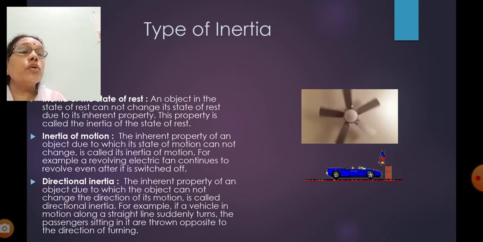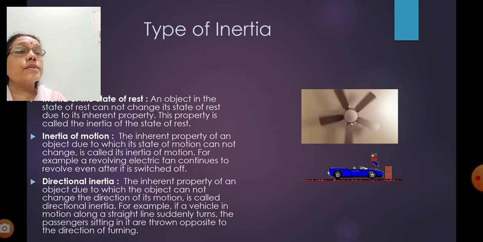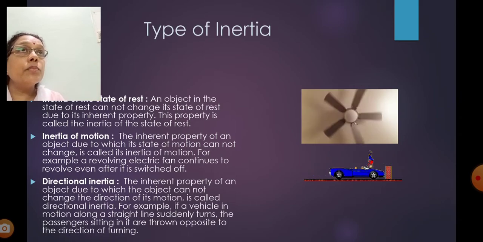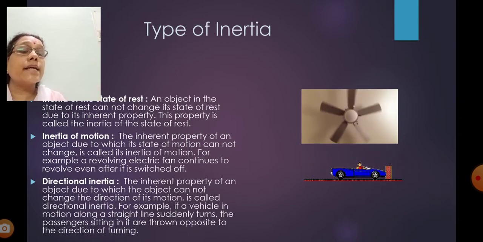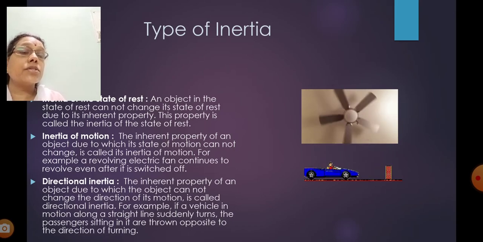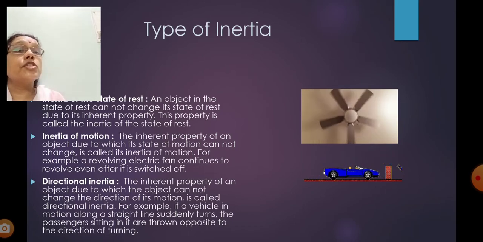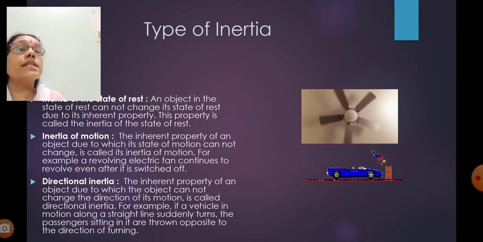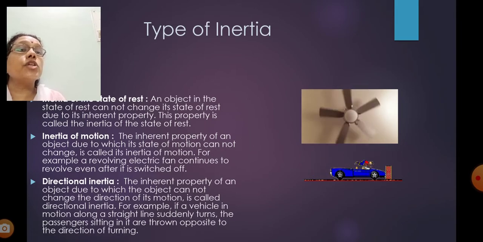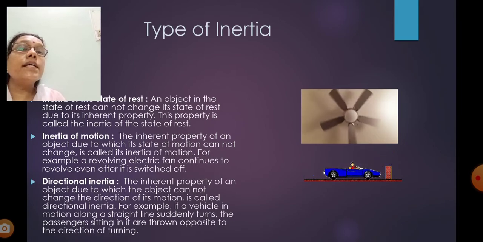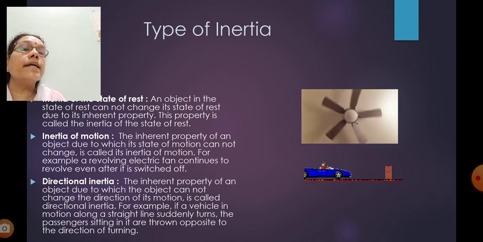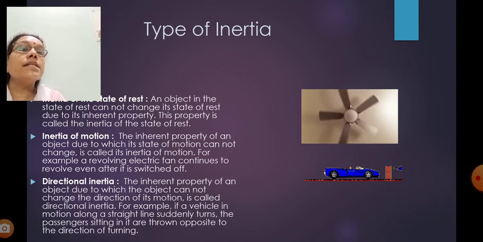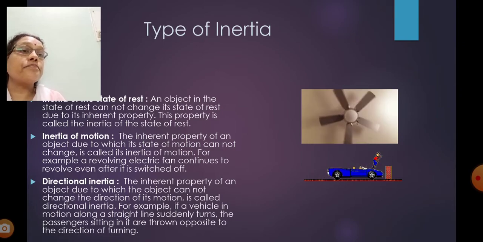Here, even though we are turning off the switch, the fan will continue moving for 2-3 more seconds because of the inertia. Directional inertia: the inherent property of an object due to which the object cannot change the direction of its motion is called directional inertia. For example, if a vehicle in motion along a straight line suddenly turns, the passengers sitting in it are thrown opposite to the direction of turning.